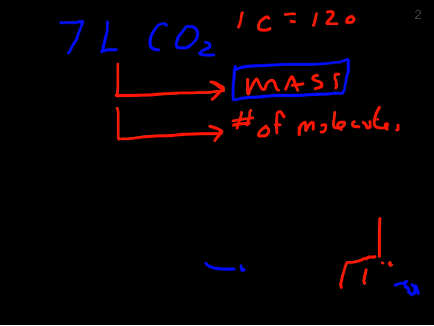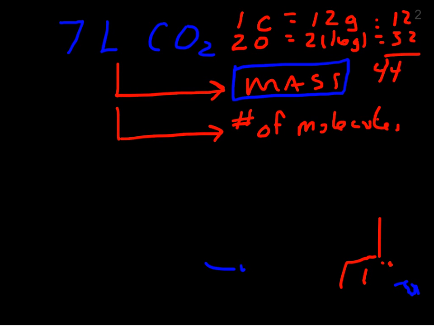And I got 2 oxygens, so that's going to be 2 times 16 grams. Okay, so that'll be 12. This is going to be 32, and my gram formula mass for carbon dioxide is going to be 44 grams.